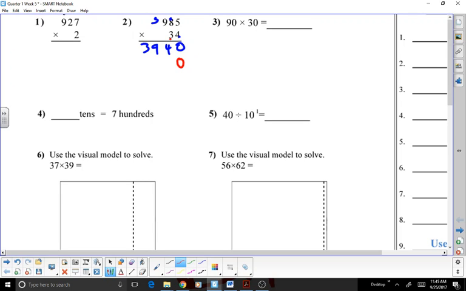Now we can go. 3 times 5 is 15. Carry the 1. 3 times 8 is 24 plus 1. That's 25. Carry the 2. 3 times 9 is 27 plus 2. That's 29. Now you add those two quantities together, which I am not going to do for you right now. But I've given you a big help for number 2.